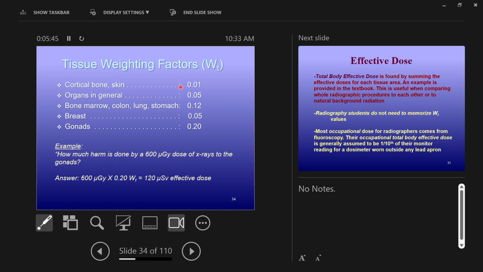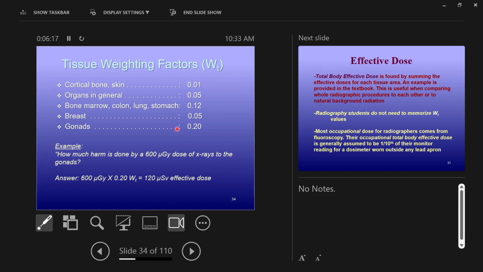Do you guys get the answer? What is it? 6 microsieverts, right? If the effective dose was to the bone, and they got 600 micrograys of dose, then it would be 6 microsieverts of effective dose. If that same amount of dose was to the gonads, it ended up being 120 microsieverts of effective dose, which is more, right? 120 is bigger than 6, okay?